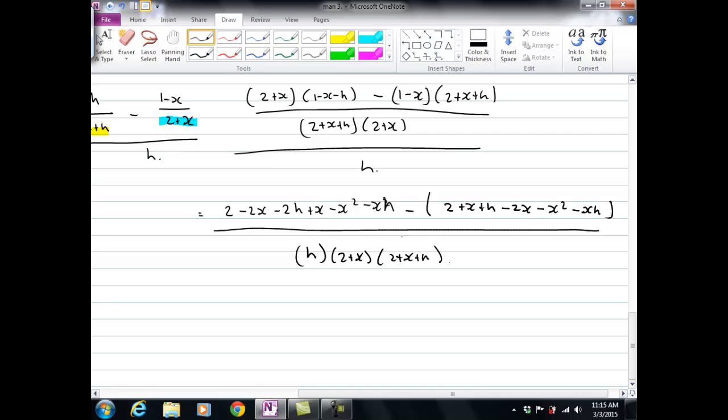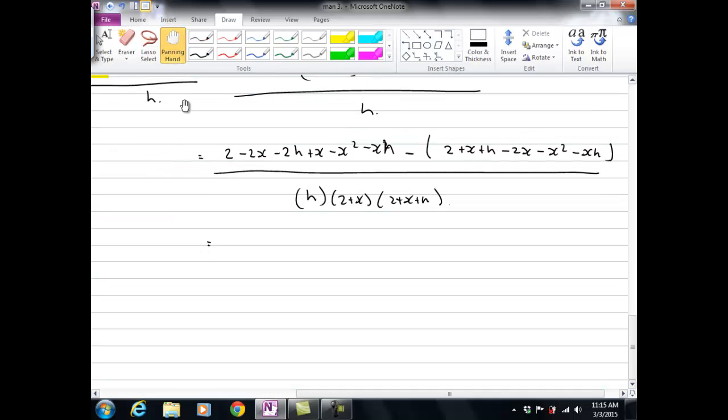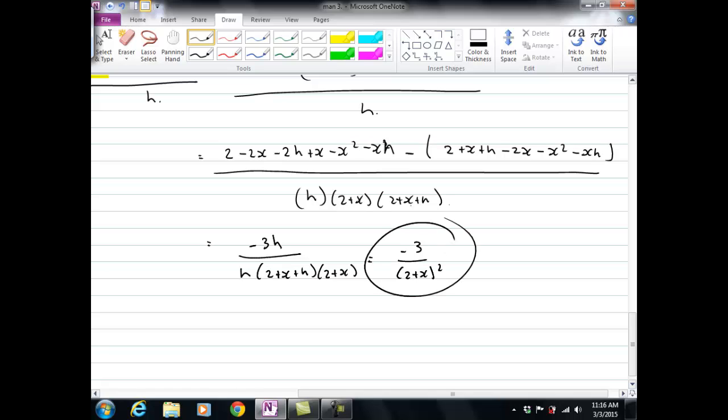Okay. I'm going to simplify, and really when you simplify it becomes something really nice. What it gives you is negative 3h over h times 2 plus x plus h times 2 plus x, which really becomes negative 3 over 2 plus x squared. And that's my answer. Okay.